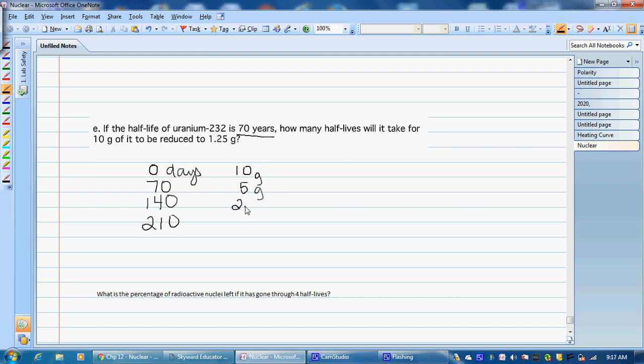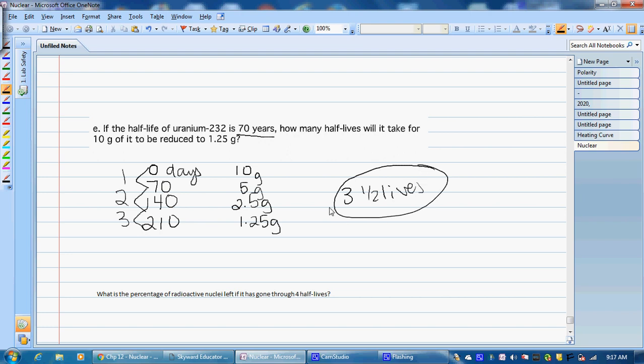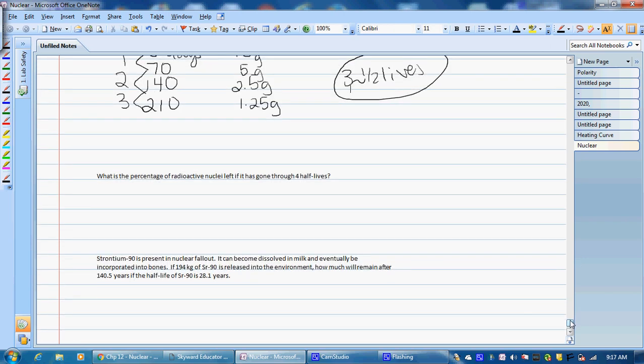At 140, we would have half of that. And at 210 days, we would have half of that. And that's long enough to get us where we're going. So this, again, would be one half-life, 2 half-lives, 3 half-lives. Okay, so it would take us 3 half-lives to get our sample down to that amount. Okay. The next one down here, what is the percentage of radioactive nuclei left after 4 half-lives?